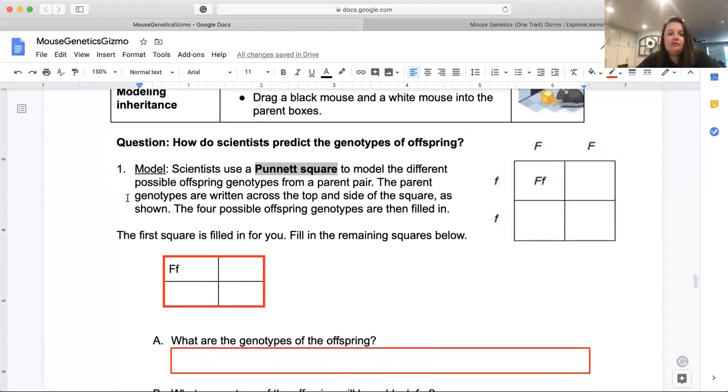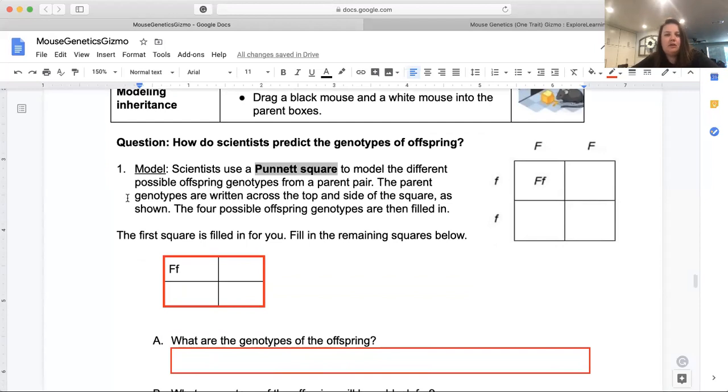So question, how do scientists predict the genotype? In the previous activity, we learned that the mouse can have 3 different types of genotypes. They could be capital F capital F, capital F lowercase f, and lowercase f lowercase f. And there's a really easy way that we can predict how our offspring will be produced, and that's called the Punnett square. So scientists use Punnett square models to see what offspring could be produced, or what your child could possibly look like.